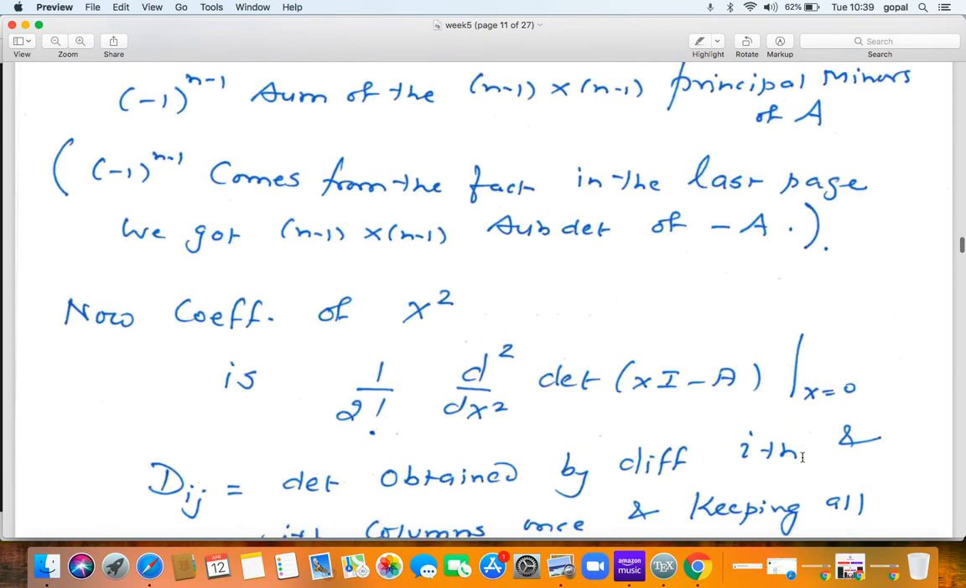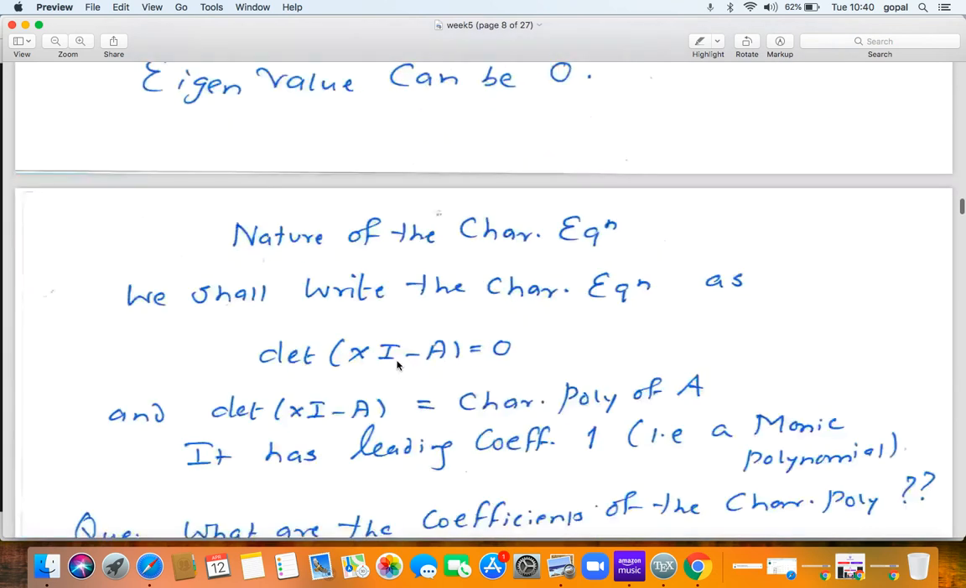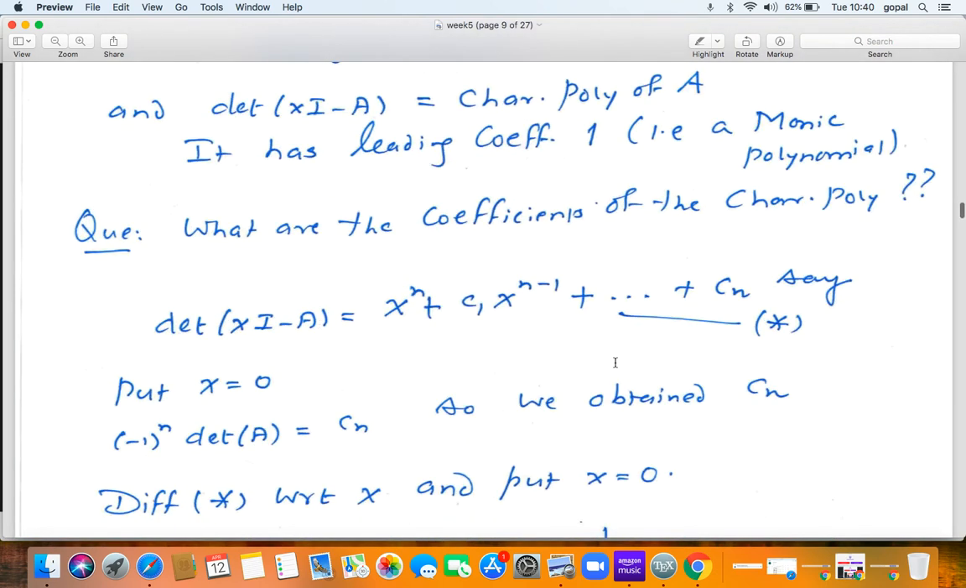Okay, what is the coefficient of x squared? We have to differentiate this equation now twice. The Cn will disappear with one differentiation. Cn minus 1 x will disappear when I do the second differentiation. For Cn minus 2 x squared, when I differentiate it twice, I'm going to get 2 factorial times Cn minus 2.